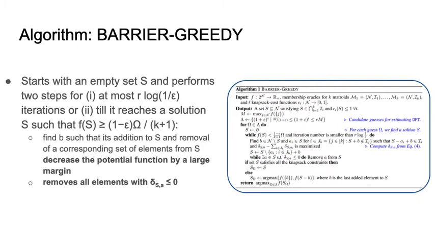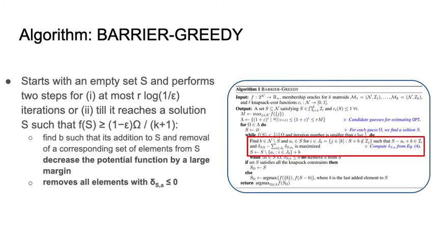The main goal of our first proposed algorithm, barrier greedy, is to efficiently minimize the potential function we have defined in several consecutive sequential rounds. Barrier greedy starts with an empty set S and performs two main steps for at most r log of 1 over epsilon iterations, or till it reaches a solution S such that the utility of set S is at least 1 minus epsilon times omega divided by k plus 1.